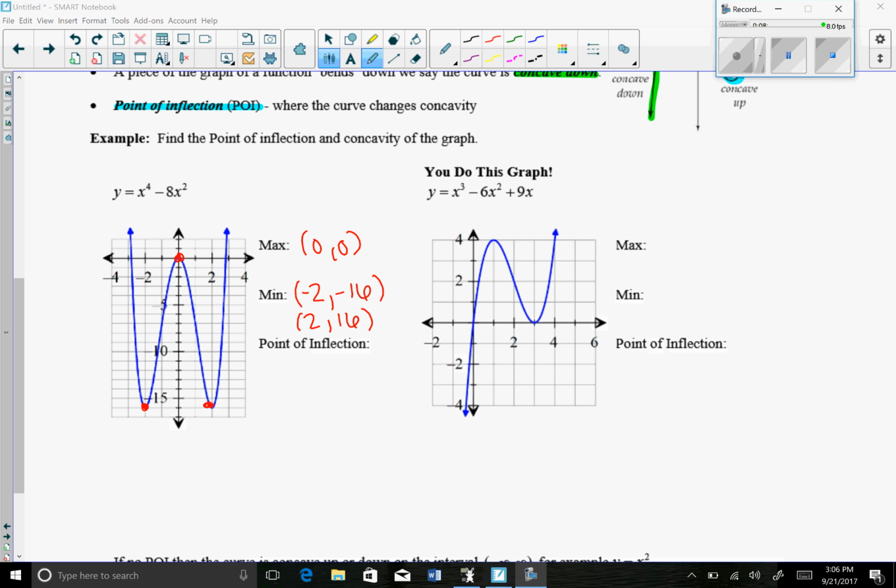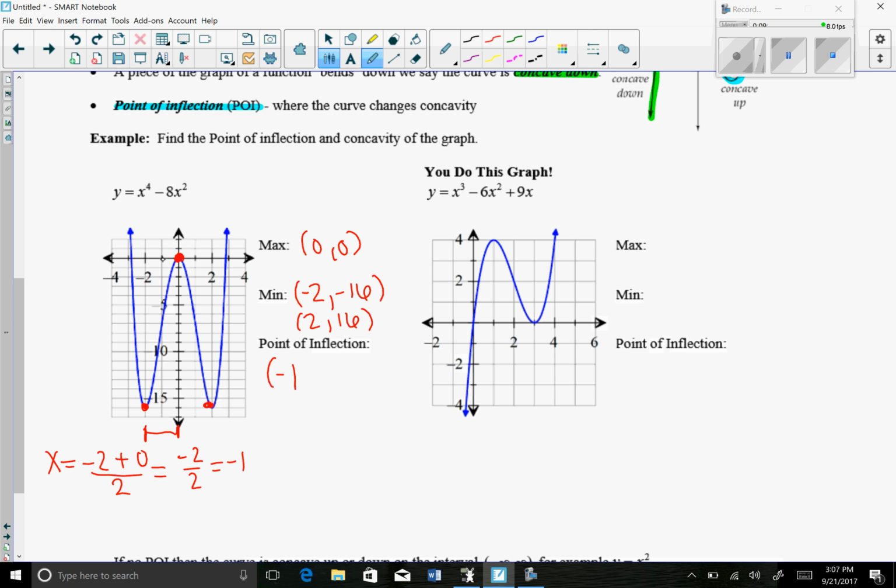So if I want to find the point of inflection where it's changing, I need to figure out, well, what is the average between these 2 points to figure out what the x value is going to be. So I need to figure out the average between the maximum and the minimum. So I'm just looking at the x values. So we have -2 plus the x value right here for the maximum, which is 0. And again, to find the average, you divide it by 2. So that gives me -2 over 2, which is -1. So then I know that the point of inflection has an x coordinate of -1.